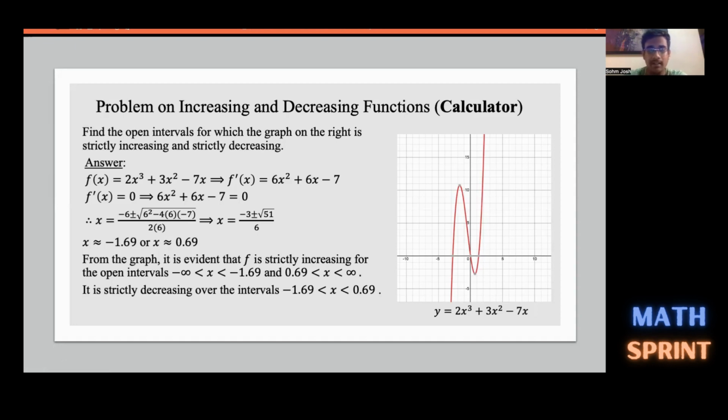So to find the open intervals, we have to first find these turning points first. So f'(x) is equal to 0 here.